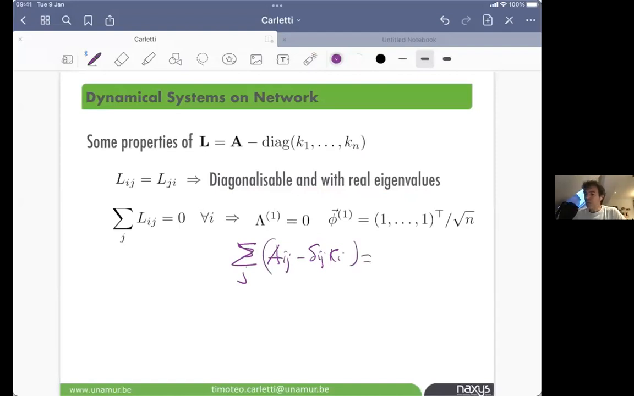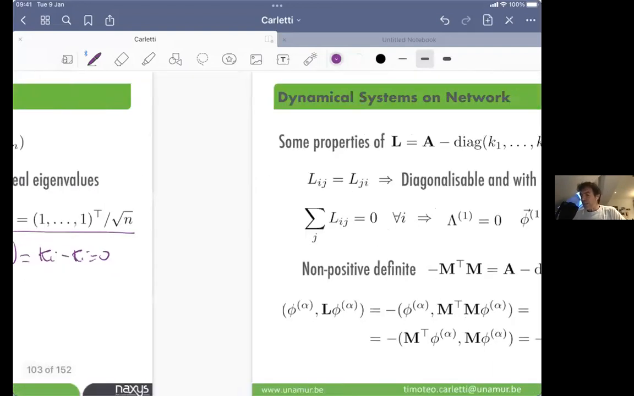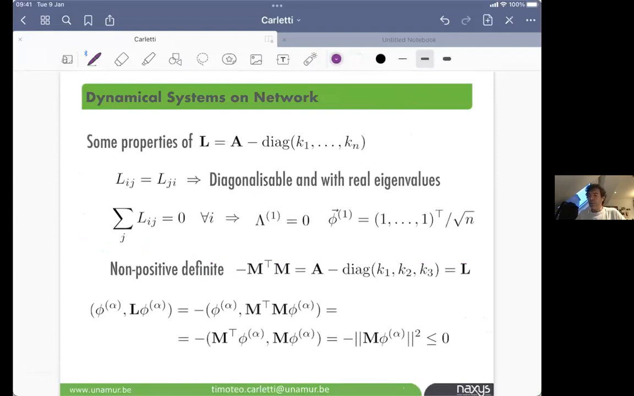Once you do the sum over j of L_ij, this is k_i. The sum over j of delta is one only when j is equal to i, so this is k_i minus k_i, which is 0. So this matrix sums to 0, and this means that 0 is one of the eigenvalues, and you can show that (1,1,...,1) is the eigenvector. You normalize by the square root of the number of nodes. The last part is that this matrix is non-positive definite.